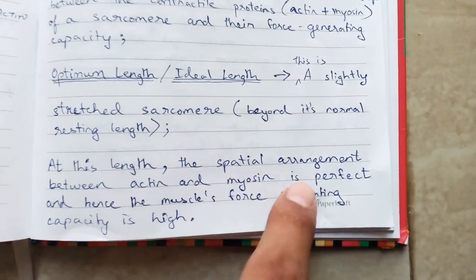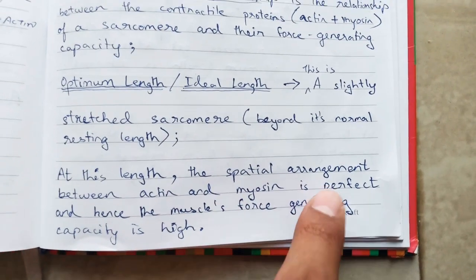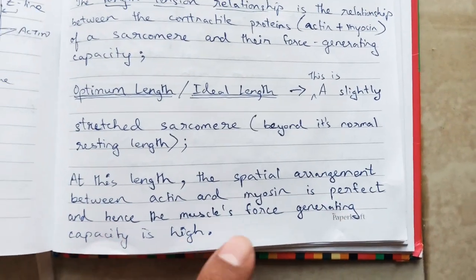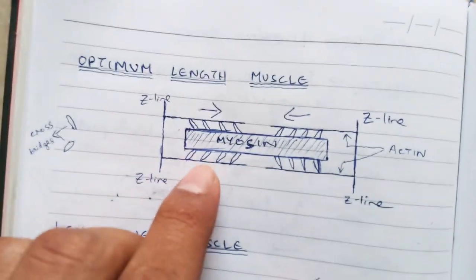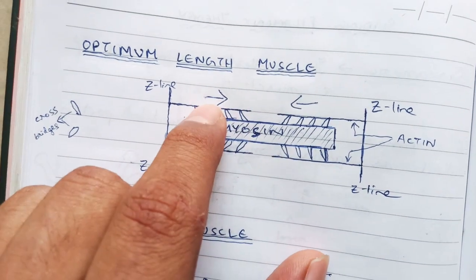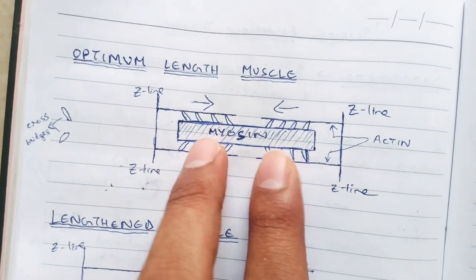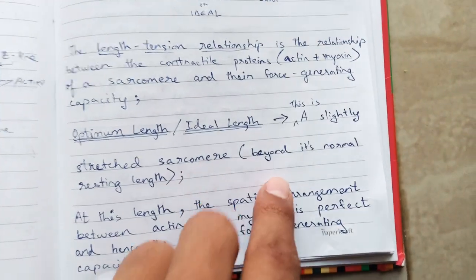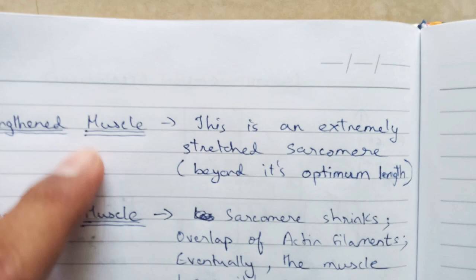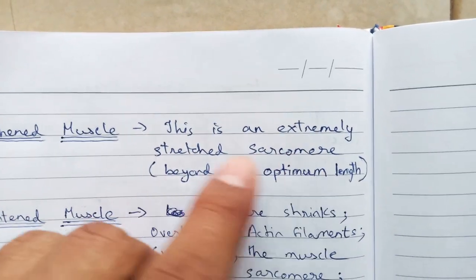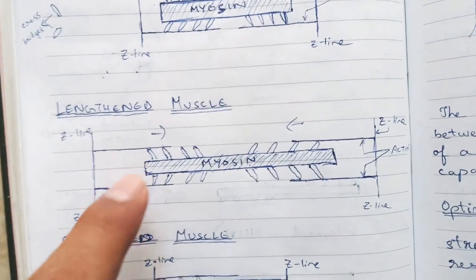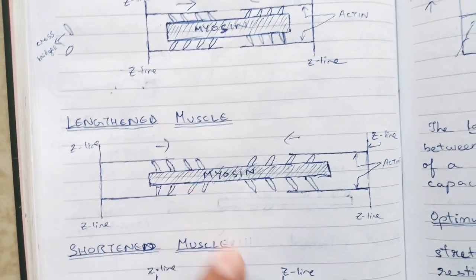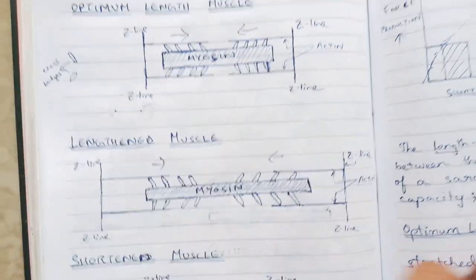So at this length, the spatial arrangement between actin and myosin is perfect, and hence the muscle's force generating capacity is very high. So they are basically talking about this. The spatial arrangement is very good. So many heads are touching the actin, and that's why the force production is going to be very high. So this is an optimum length muscle. Then we have the lengthened muscle. This is an extremely stretched sarcomere beyond its optimum length. That is this one. It's extremely stretched. That's why very few heads are touching the actin filament. So the force production is going to be very low.